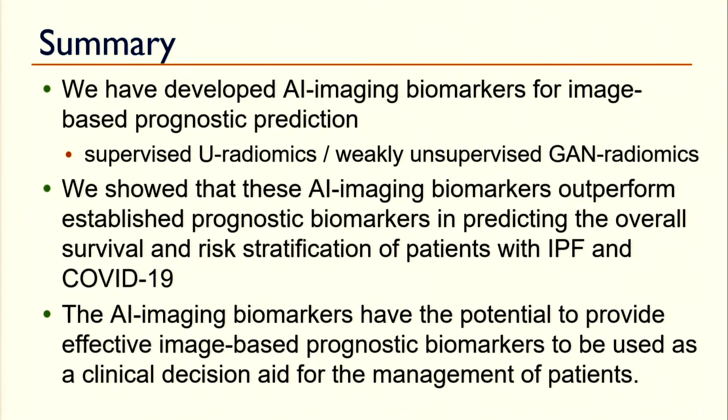In conclusion, we have developed AI imaging biomarkers that use AI to automatically extract useful image-based features for making prognostic predictions about the disease progression and mortality of patients. We discussed the design of two distinct types of AI imaging biomarkers, a supervised radiomics biomarker and a weakly unsupervised GAN radiomics biomarker. We presented results indicating that these AI imaging biomarkers outperform currently established prognostic biomarkers in predicting the overall survival and risk stratification of patients with idiopathic pulmonary fibrosis or COVID-19.